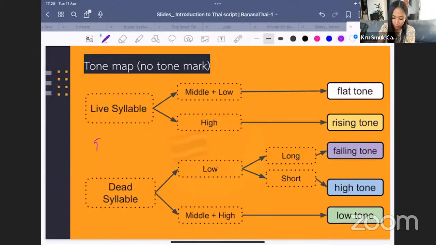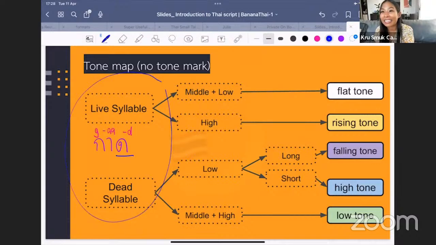I'm going to write this word. This is the g sound. This is the vowel r, and this is the ending consonant d. So this word is pronounced God, right? Now let's figure out the tone of this word. First, you need to know whether it's live or dead. Dead, the sound stops, right? God. The sound stops, so it's dead. Okay? So let me put it here.